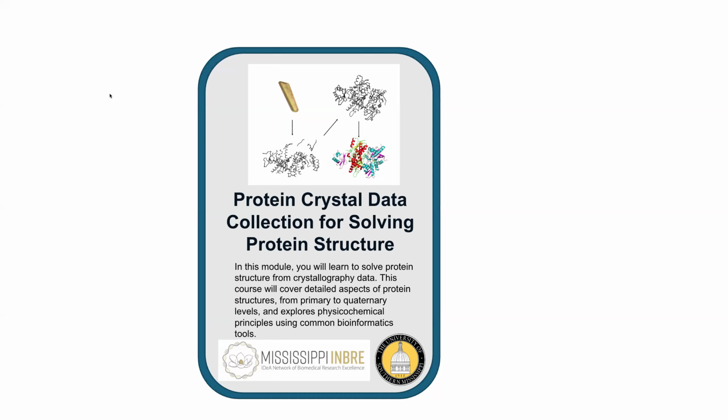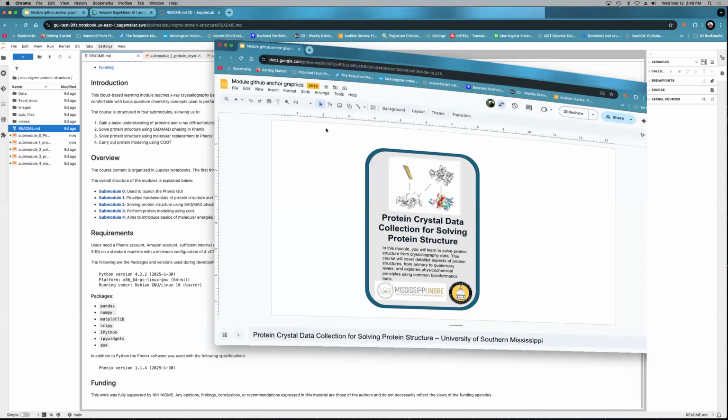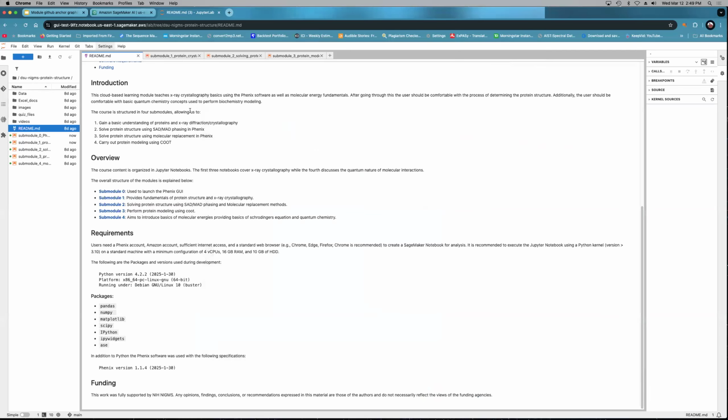So I'll talk about that a little bit as far as how the modules are set up and what to think about in terms of how we're going about teaching this. So the way that this Jupyter notebook is set up, there's a README and there's three submodules that are specifically associated with crystallography, 1 through 3. And the modules have to do with different aspects of crystallography.